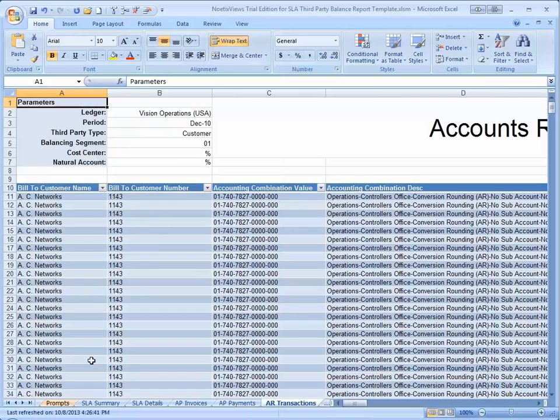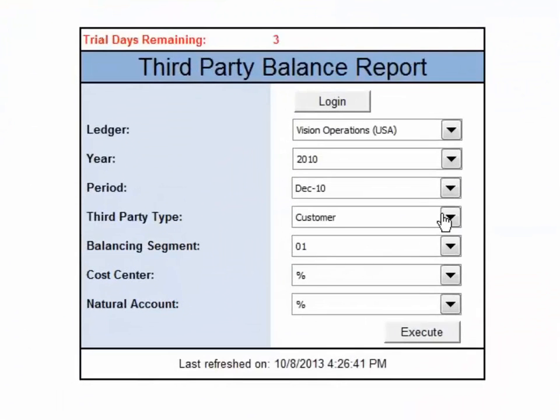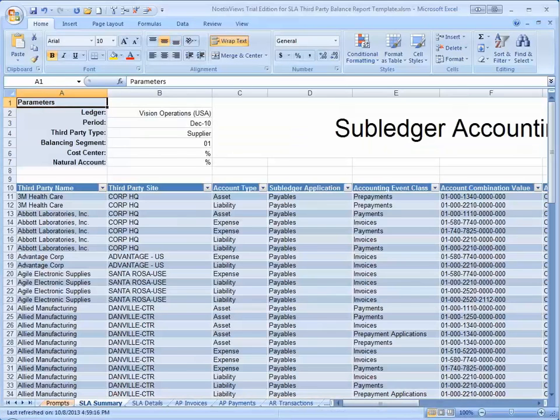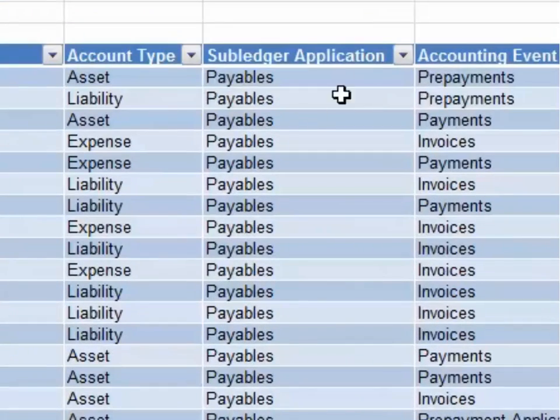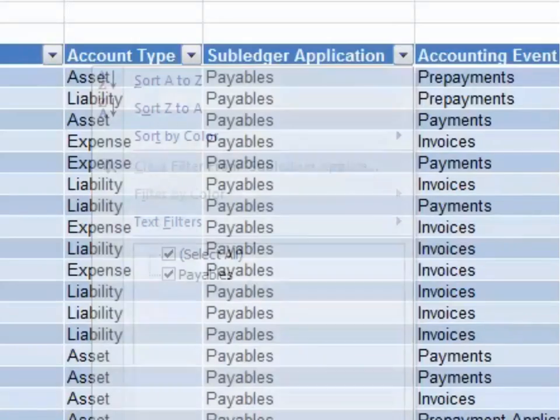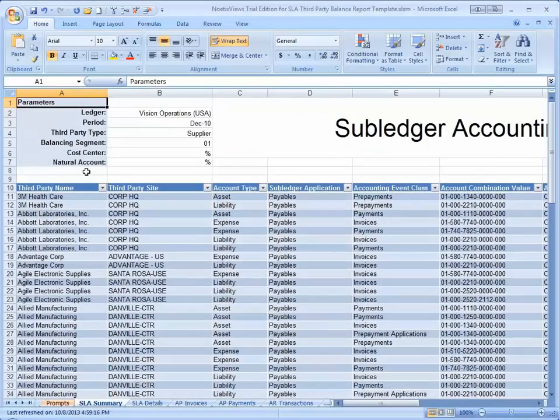Now let's go back to the Prompts tab and rerun the report for suppliers during the same period and for the same account segments. Again, I click Execute and it refreshes each of the tabs, starting with the SLA Summary. When the queries are done running, once again you're taken to the SLA Summary tab, and this time you can see that the data comes from Payables because we selected suppliers as the third-party type.